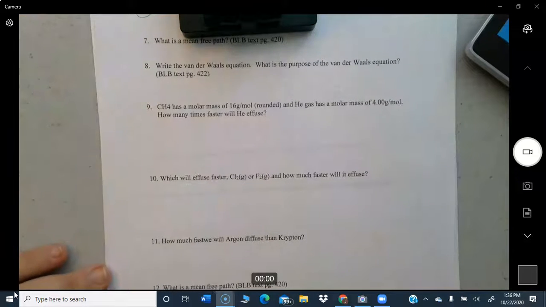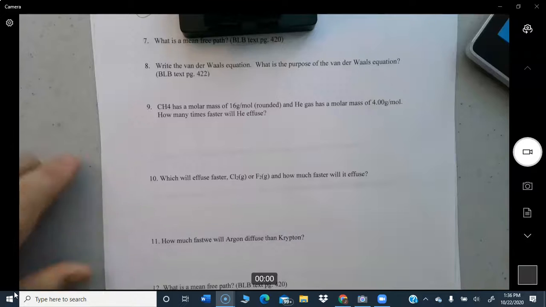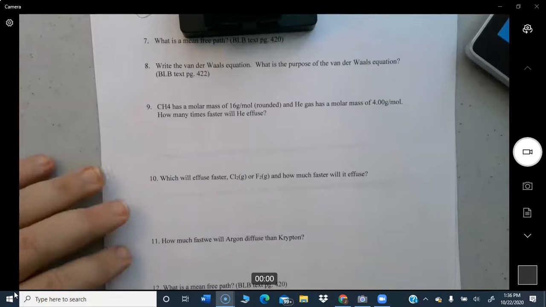Okay, I'm going to keep moving along here. CH4 has a molar mass of 16 grams per mole. It's actually 16.05. And back in the day, I used to just round things to the whole number. I don't anymore. So it's 16.05 grams per mole, 12.01 for the carbon, and 1.01 times 4 for the hydrogens. The helium gas has a molar mass of 4, and that's accurate. That's exactly off the periodic table. How many times faster will helium effuse? Okay, go ahead and do that. It's just like number 5.